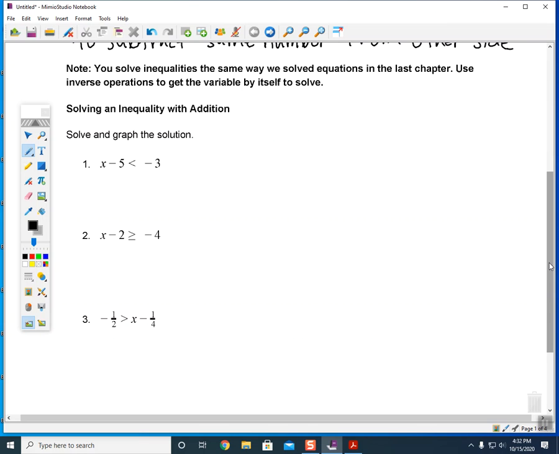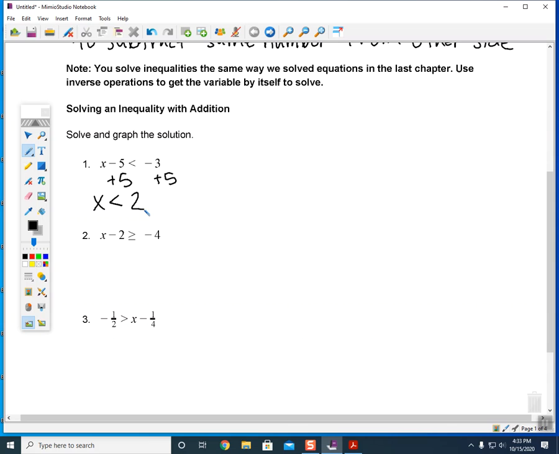So I have x minus 5. In order to undo that, I need to add 5 to both sides. So then I have that x is less than negative 3 plus 5, which is a positive 2. And I can stop there because I have x by itself related to a number.